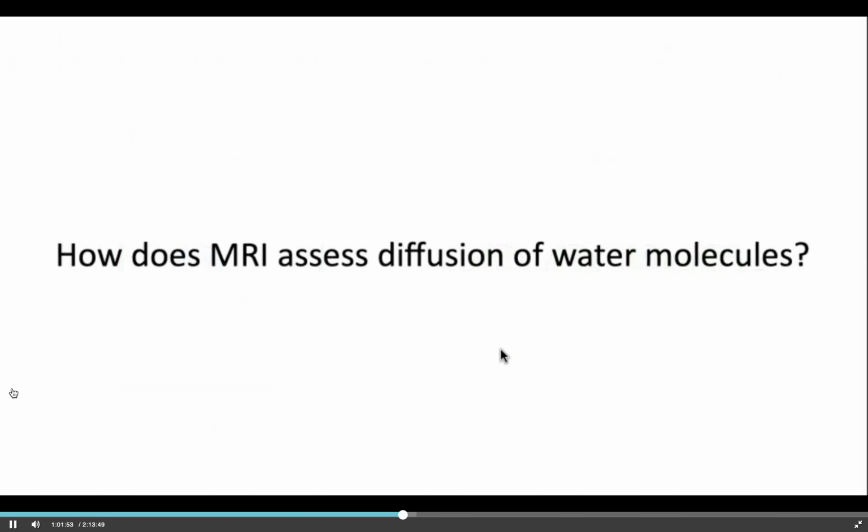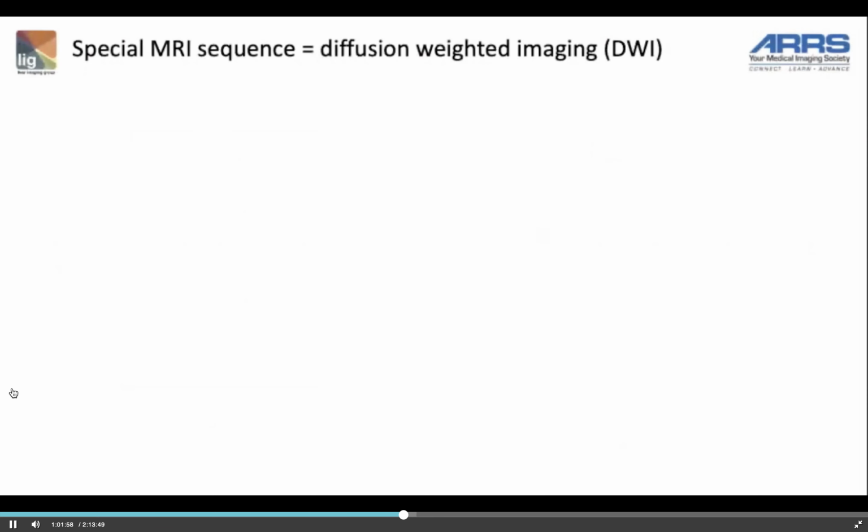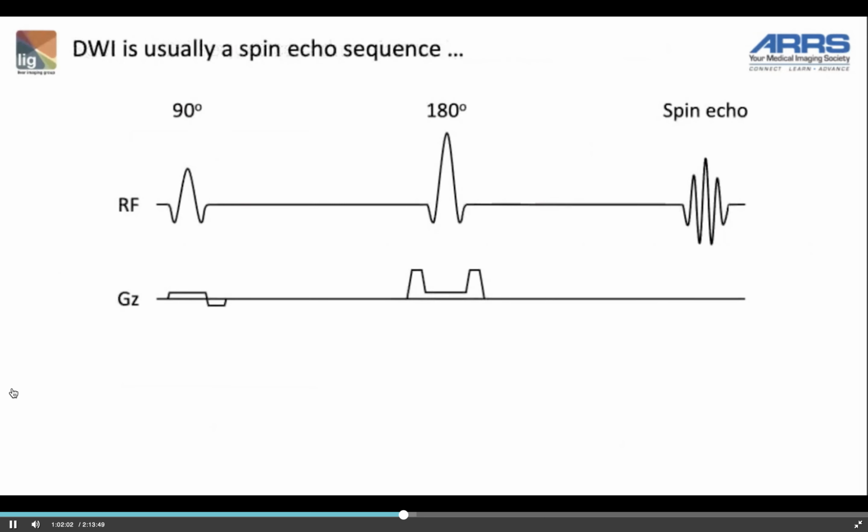So then you might ask, well, how does MRI do this? How does MRI assess the diffusion of water molecules? Well, it uses a special sequence called diffusion-weighted imaging, or DWI. Now, DWI is usually a spin echo sequence, so there's a 90-degree excitation pulse, a 180-degree refocusing pulse, and that generates a spin echo, and gradients are applied in the slice selection direction to select a slice. So DWI is usually a spin echo. But this is not enough to do DWI.